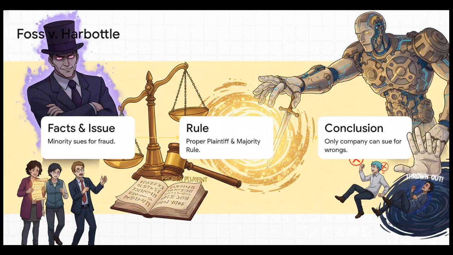The conclusion was completely devastating for the individuals. Only the company itself, guided by the majority vote, can sue for wrongs done to it. Individual shareholders were literally thrown out of court. Why? Think about it. Because if every single minority shareholder could sue the management anytime they wanted, the company would be completely paralyzed by lawsuits.